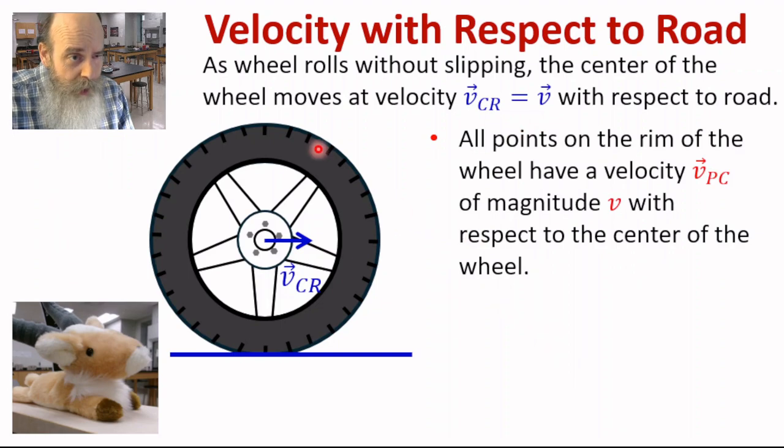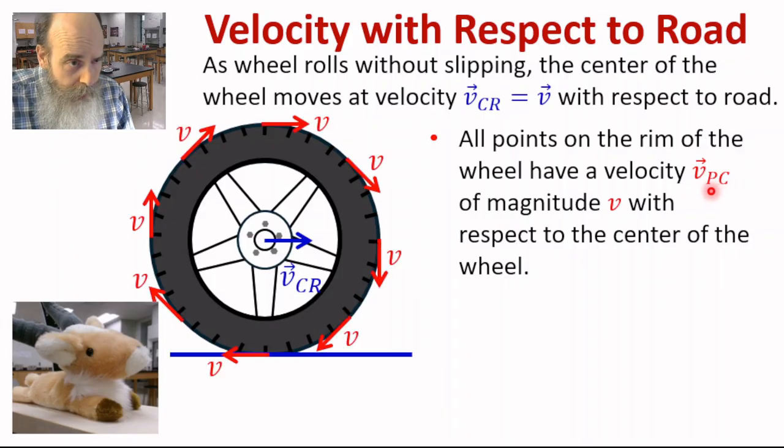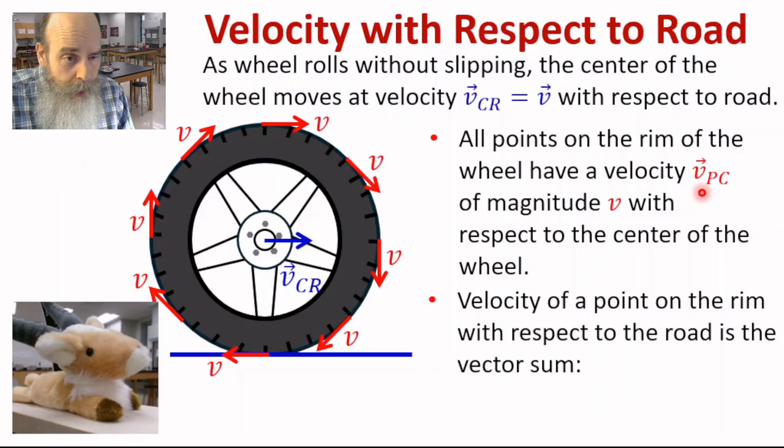Now, all points on the rim of the wheel have a velocity VPC of magnitude V with respect to the center of the wheel. So VPC means velocity of the point on the wheel with respect to the center of the wheel. And I show them right here. They all have magnitude V, and they are all tangent to the rim of the wheel, as shown here. Now, we want the velocity of a point on the rim of the wheel with respect to the road, and that's given by this vector sum. VPR equals VPC plus VCR.